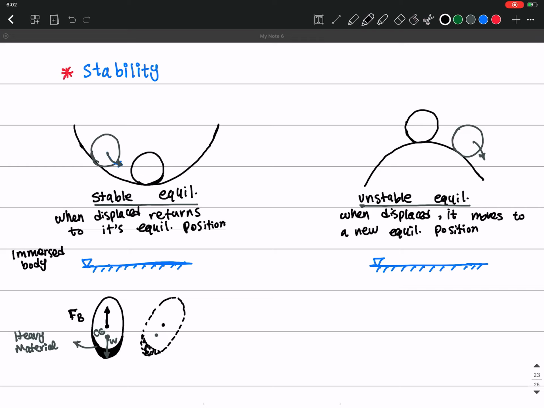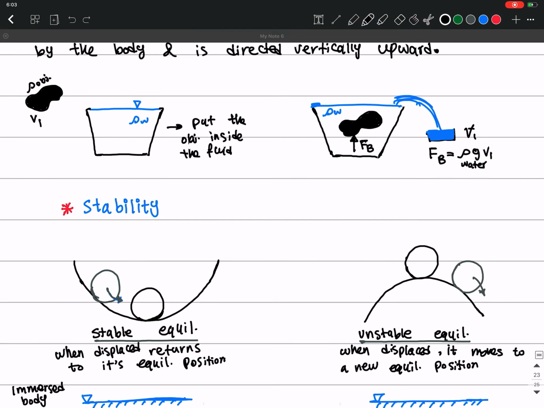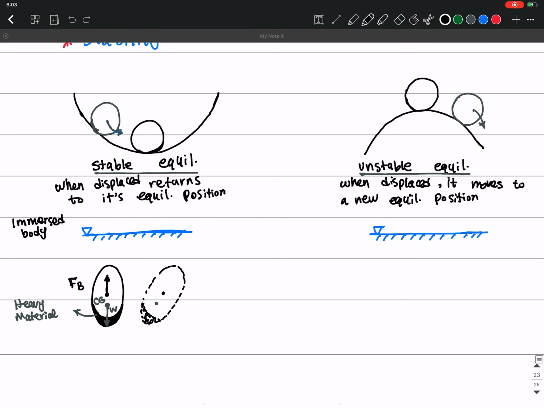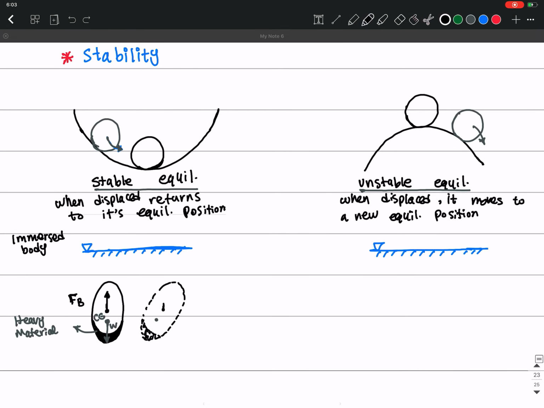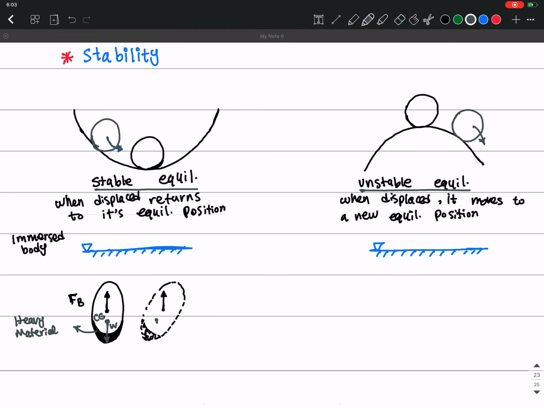So the buoyancy force is always an upward force, directed vertically upward. So it's going to be toward the top. And then the gravitational force is always also a vertical force towards the bottom. So we have this W, and then we have this FB.